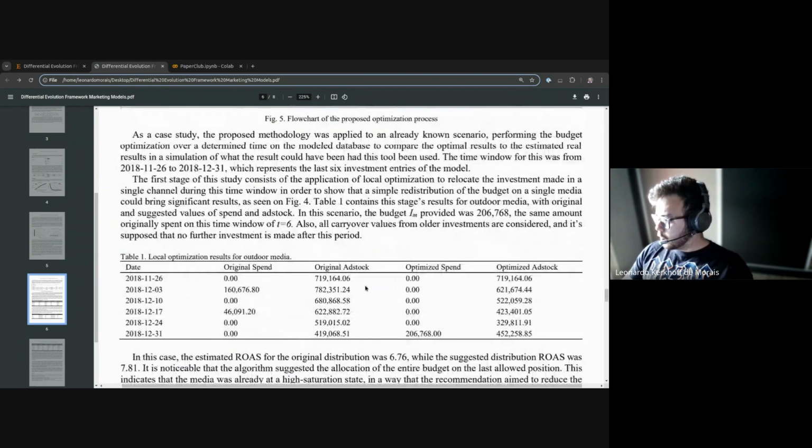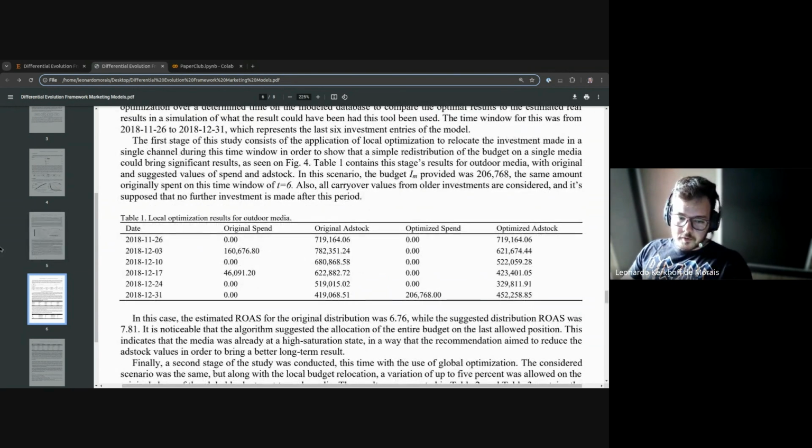And here I brought an example for one media channel. You run this over all the media channels. But here we have the last 6 weeks of the data set, and here we have the original spend. This is for outdoor media. And this is the original ad stock, based on the original distribution, the original data set just as it is. We can see the original ad stock doesn't start at 0 because probably it already had older investment.